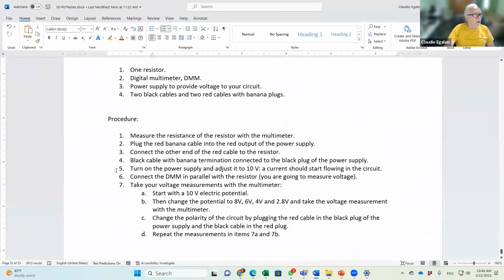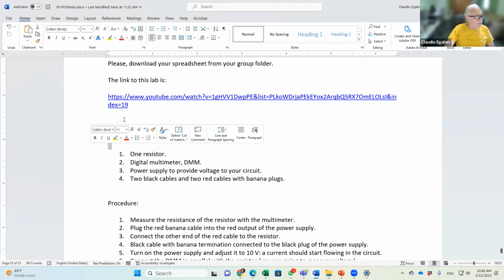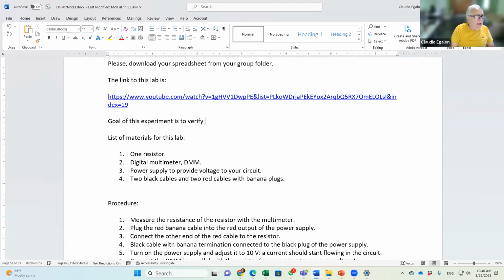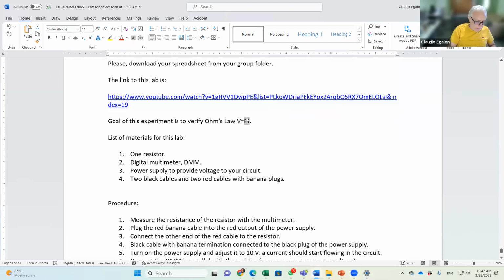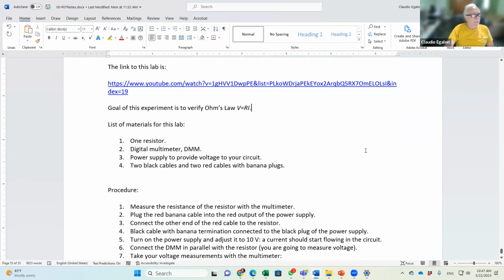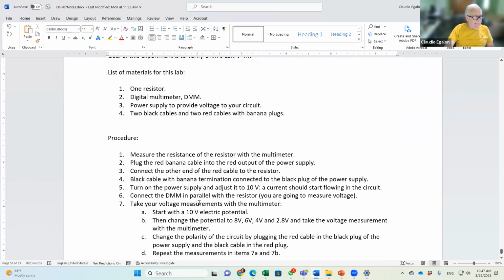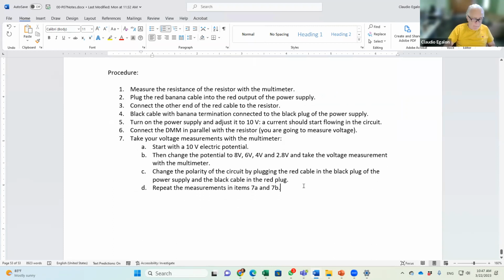So, let's write down the goal too. I didn't write down the goal for you, right? Goal of this experiment is to verify Ohm's law, V equal to Ri. We already measured the resistance, we measured the voltage, and now we're going to start measuring the current.